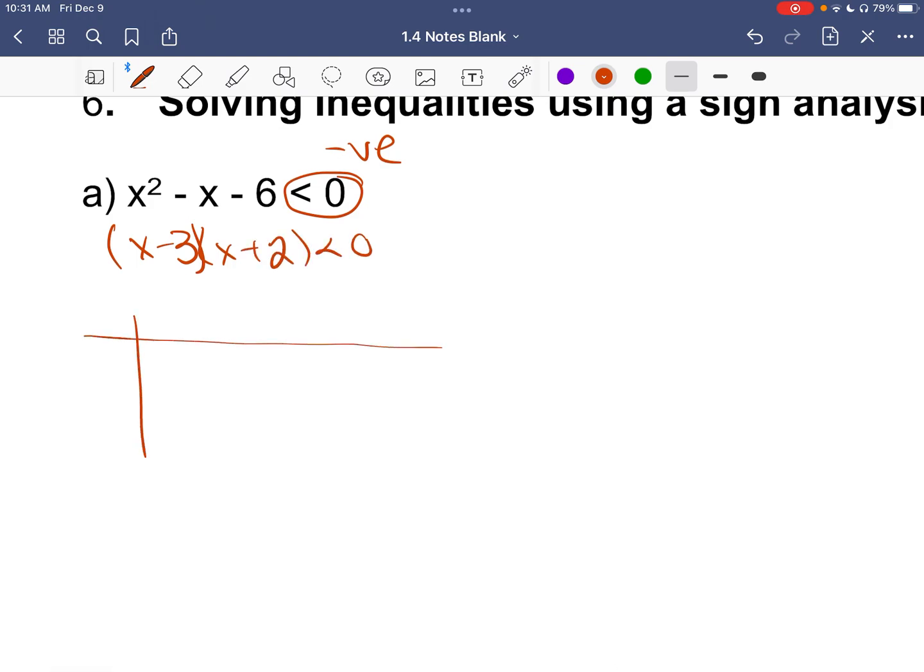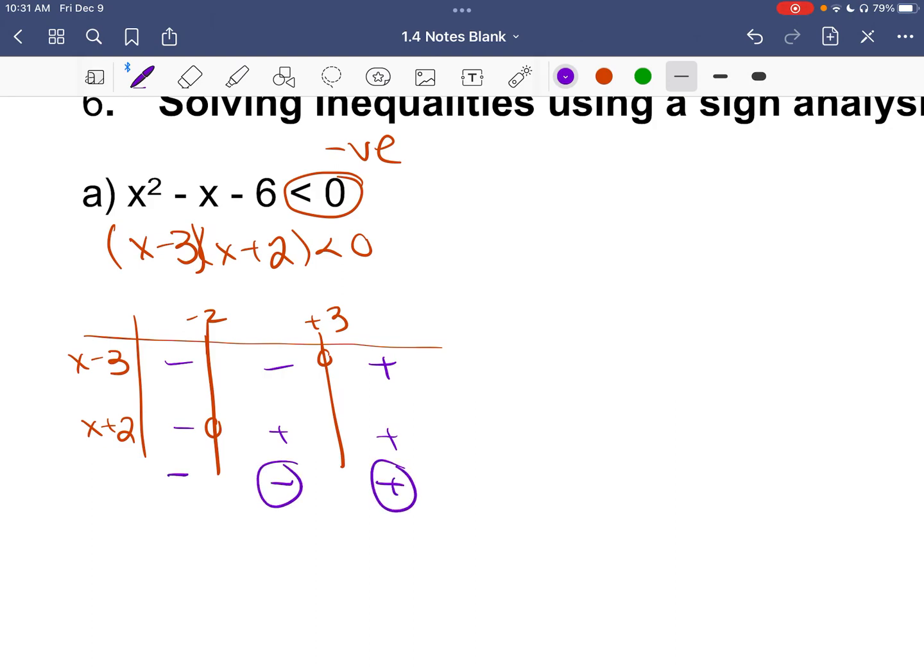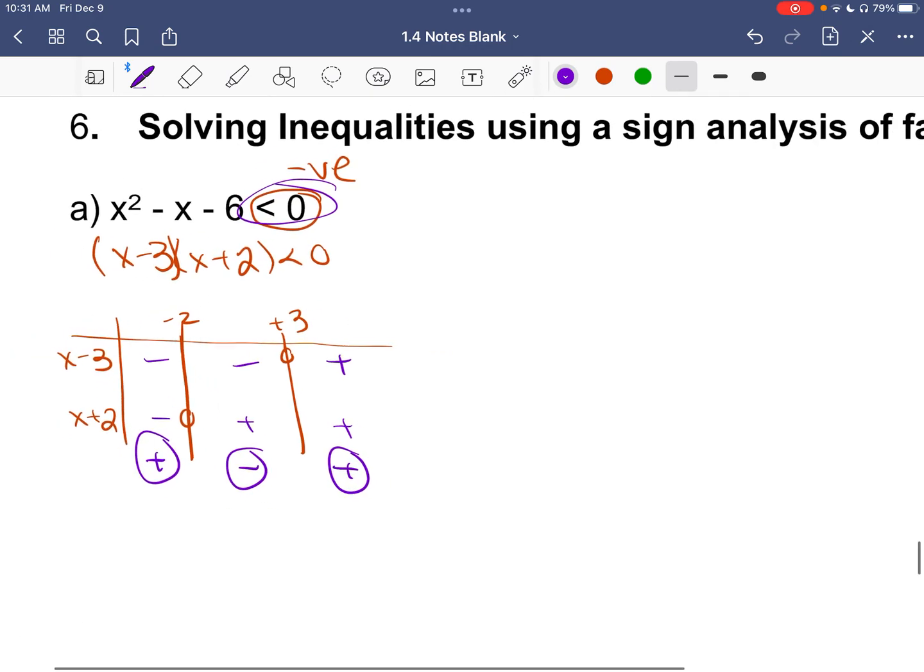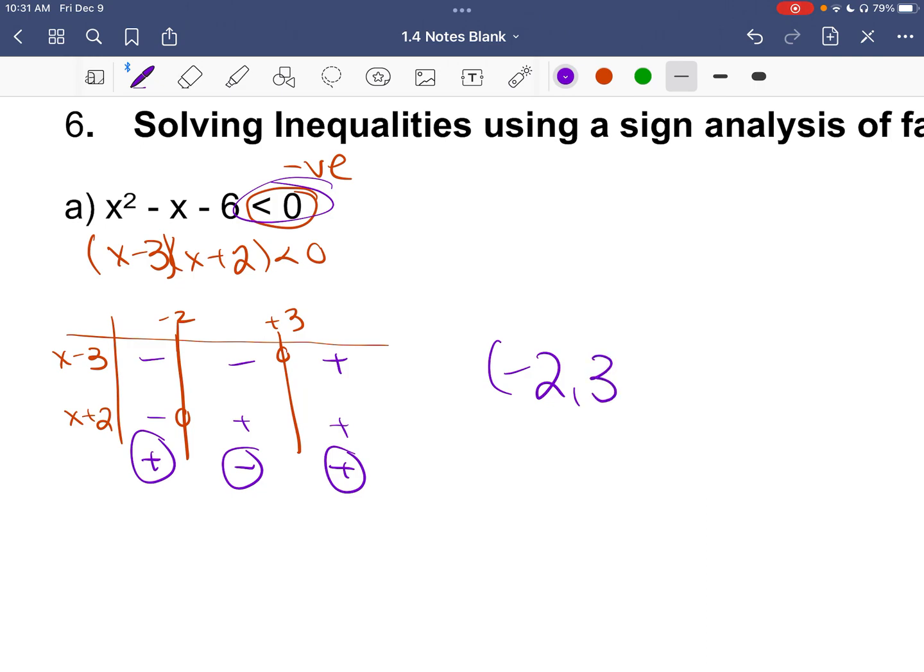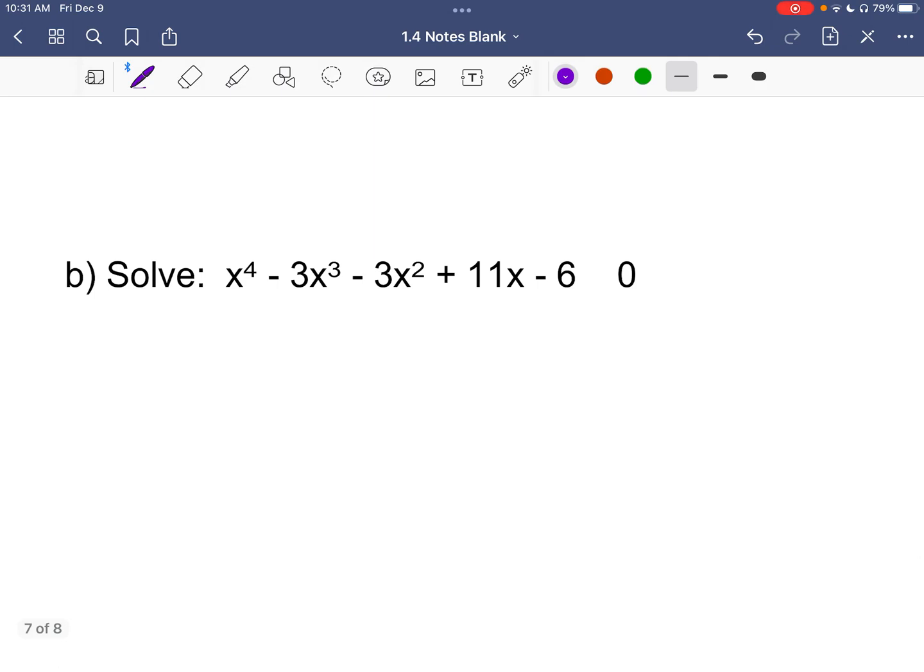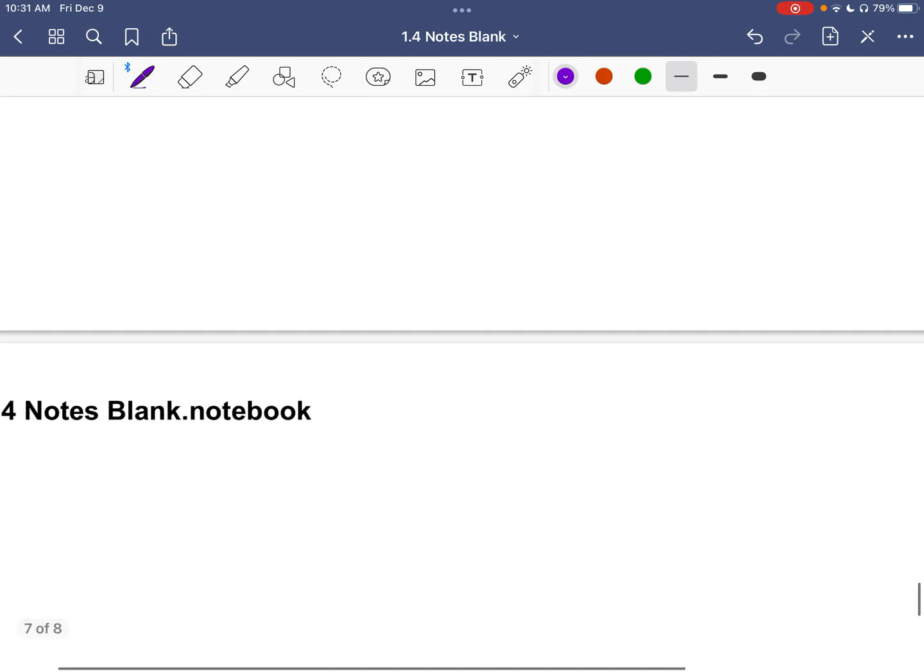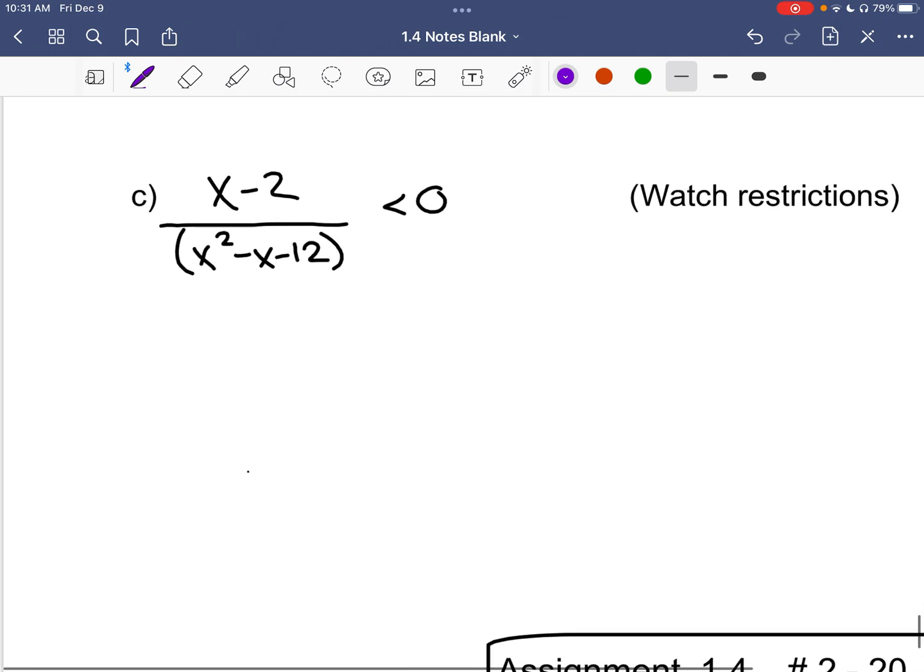So setting up our sign analysis, x minus 3, x plus 2. We go to 0 at -2 and at +3. So this one goes to 0 here, this one goes to 0 here. Negative, negative, positive, negative, positive, positive. So overall we're positive, negative, and positive. We were looking for where we are negative, so that would be between -2 and 3. We're going to leave B, and we will do C.